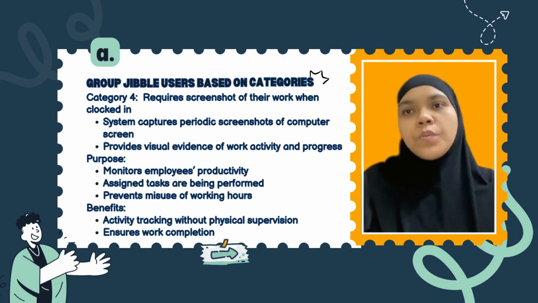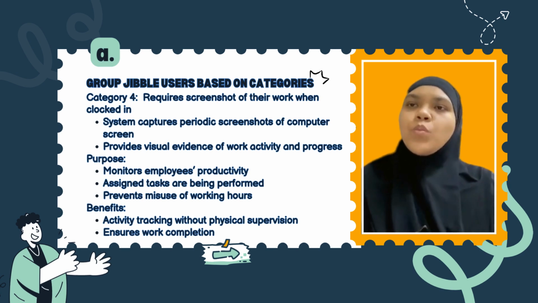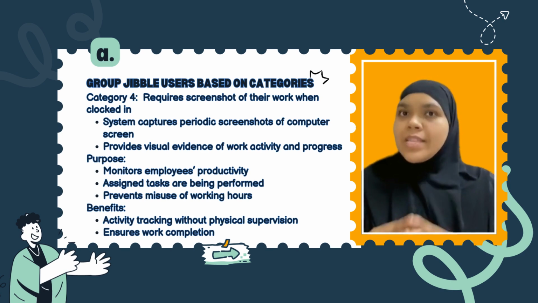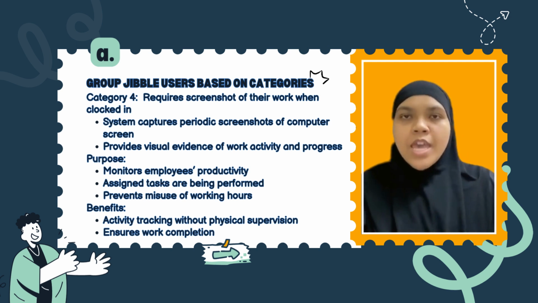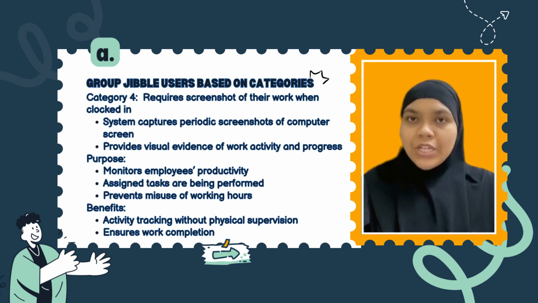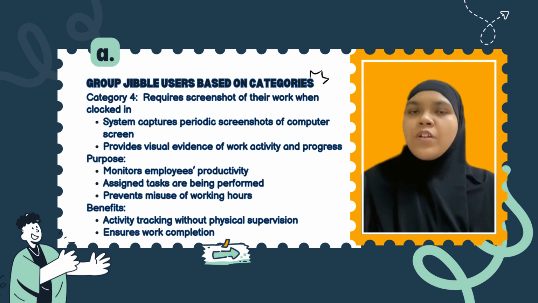Category 4, which goes with the name Peonies, is the category that holds the rule that requires screenshots of employees' work while they are clocked in. With this feature, the system automatically captures periodic screenshots of the employee's computer screen to verify their work activity. This action is applied to monitor productivity and make sure employees are performing their assigned tasks. From the admin perspective, it makes tracking work easier, reduces the need for constant supervision, and ensures accurate reporting, performance evaluation, and payroll processing.